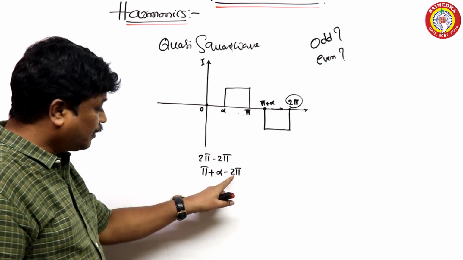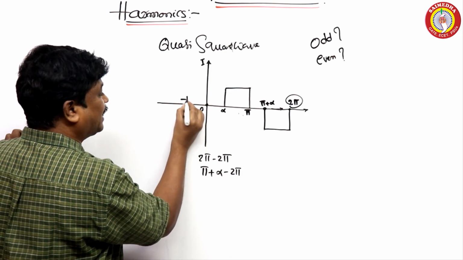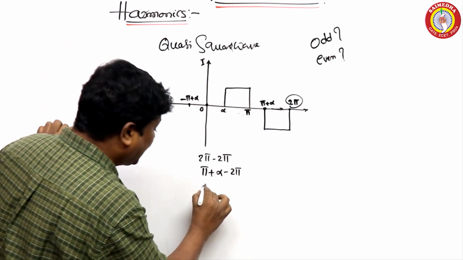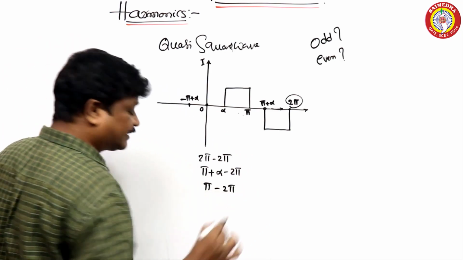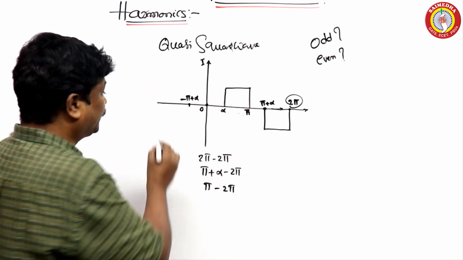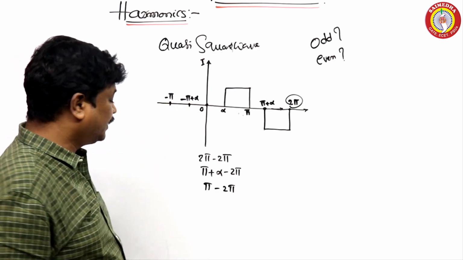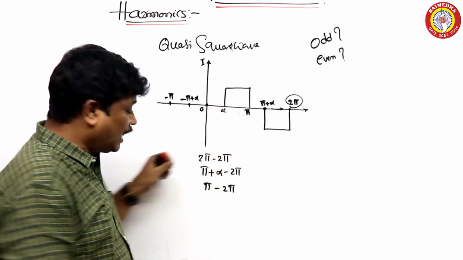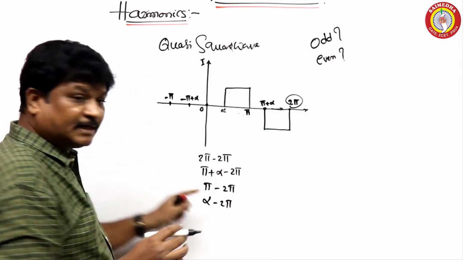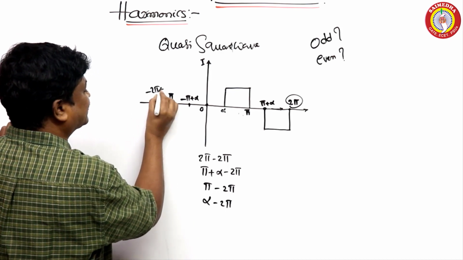What will you get? Minus pi plus alpha. Here somewhere you can get minus pi plus alpha. Then you want to get this one: pi minus 2 pi. What did you get? Minus pi. You can get minus pi here. Then again you see here, alpha minus 2 pi. You will get minus 2 pi plus alpha, somewhere here.